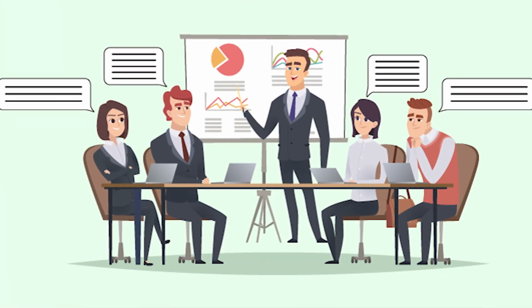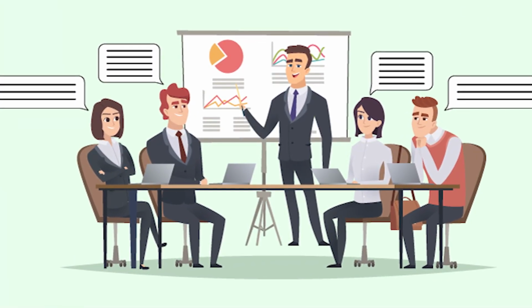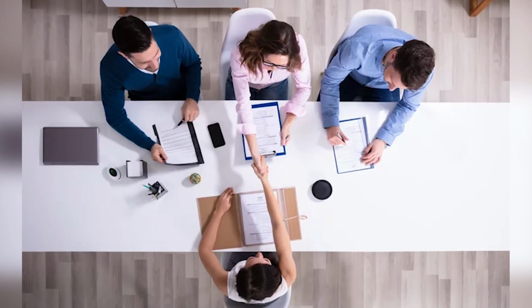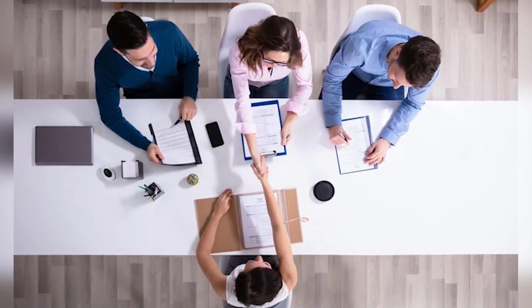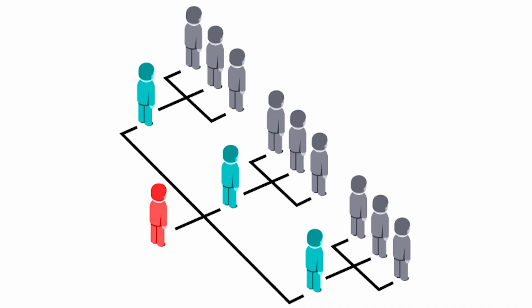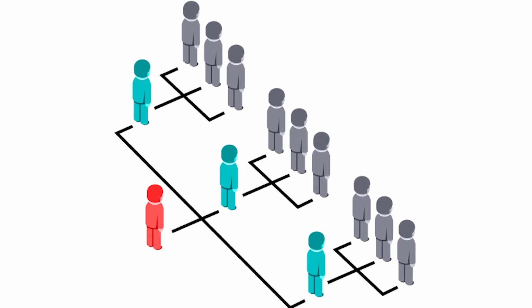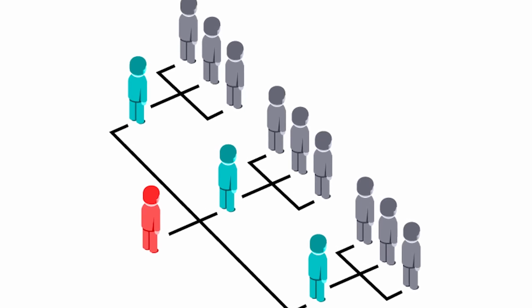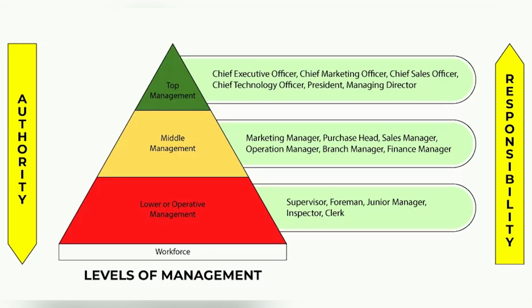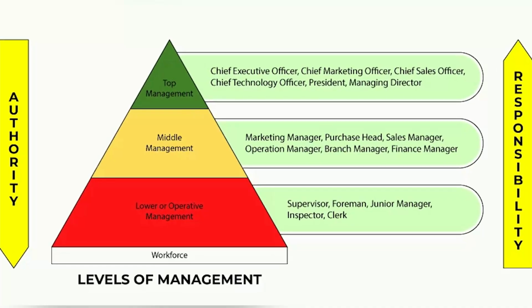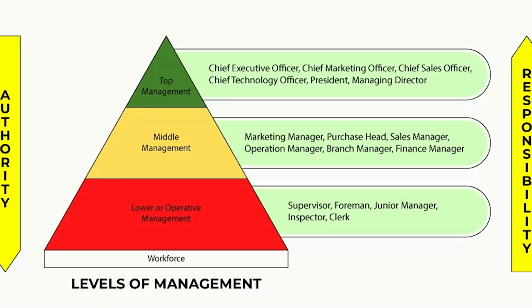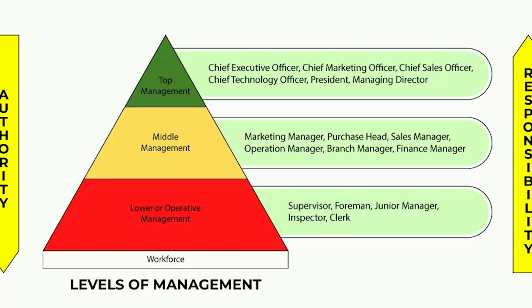This concept refers to the hierarchical structure that defines the scope of authority, responsibility, and decision-making power at various stages. A well-defined hierarchy is essential for maintaining a seamless flow of communication and ensuring operational efficiency. Generally, organizational management is categorized into three distinct levels. They are top level, middle level, and first level.